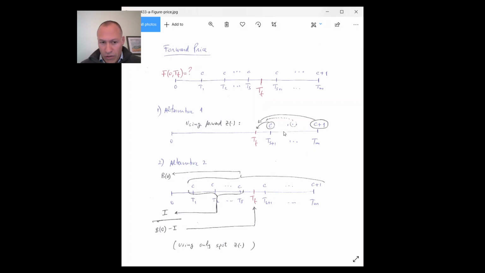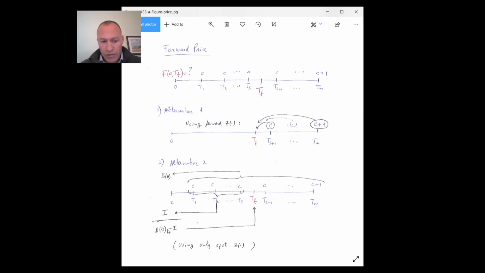Instead of looking just at those cash flows, I'm going to look at all the cash flows of the bond, okay? And I compute the present value of those cash flows, and that's the bond price, using the spot discount factors. Then I compute the present value of the cash flows that happen before the settlement date of the forward contract, so these cash flows here. Again using spot discount factors, I compute this present value, and let's call that I. Then I take the difference between the bond price and this I.